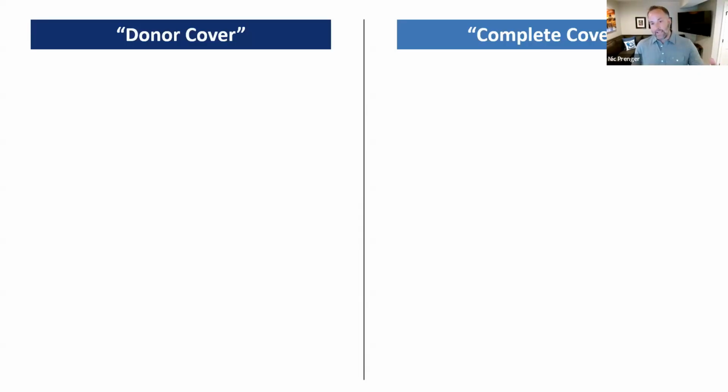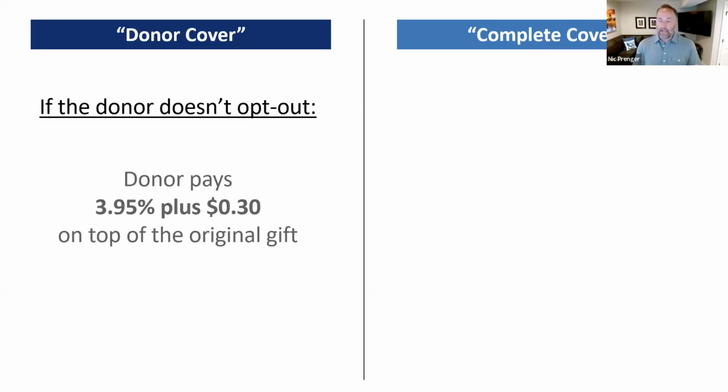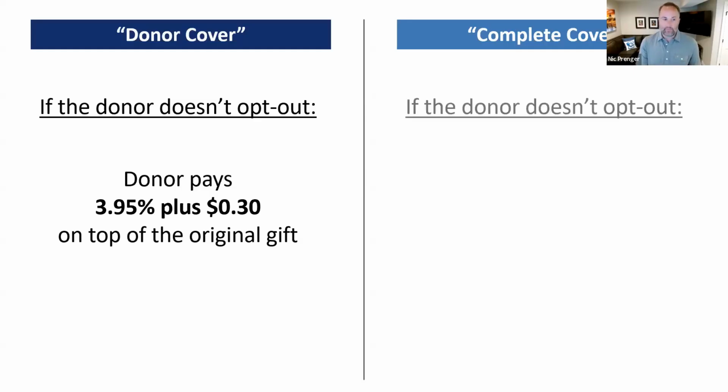Complete cover, all the transaction fees are covered. Here's that next step though, okay? On donor cover, if the donor doesn't opt out, this is what happens. The donor will pay 3.95% plus 30 cents on top of the original gift. And we're going to use an exact example, so we'll put real numbers in front of you, okay? Donor cover, common 3%-ish transaction fee. They can opt in or out.